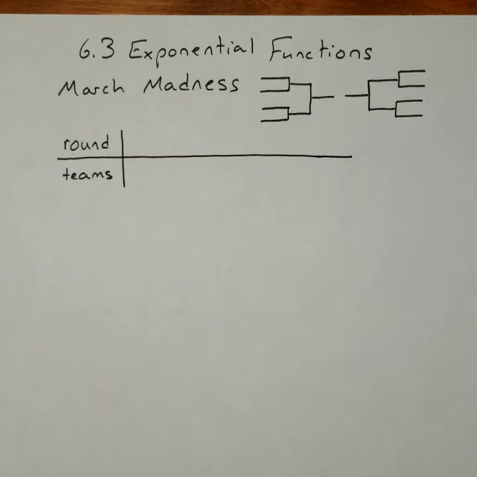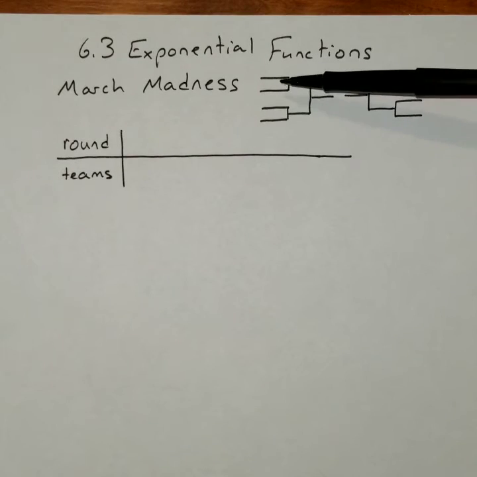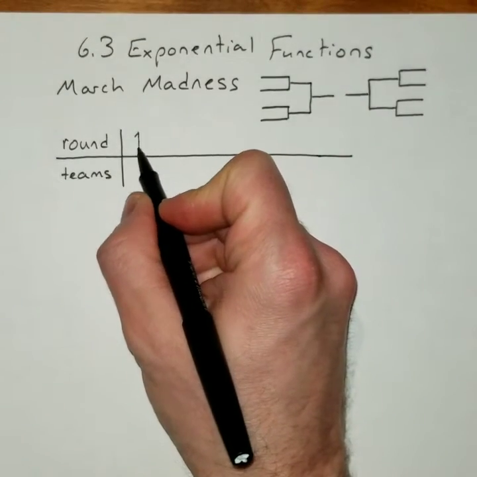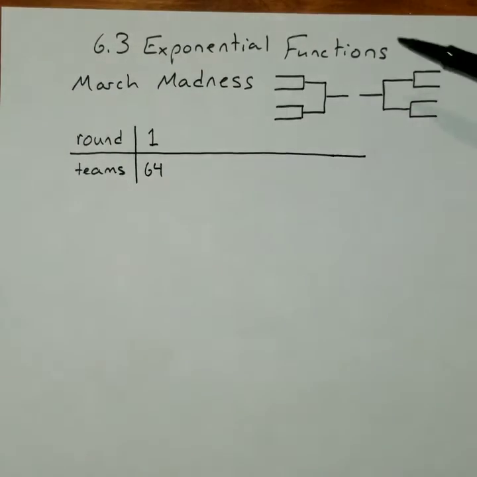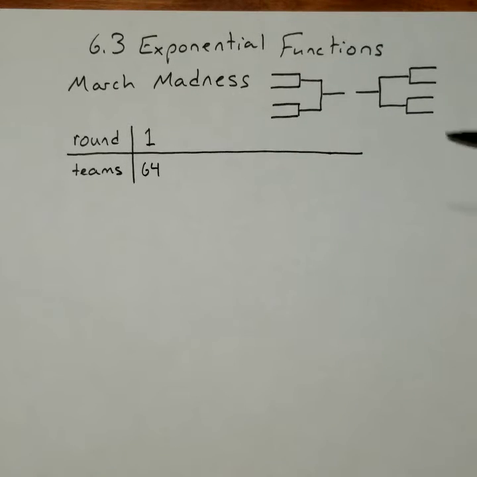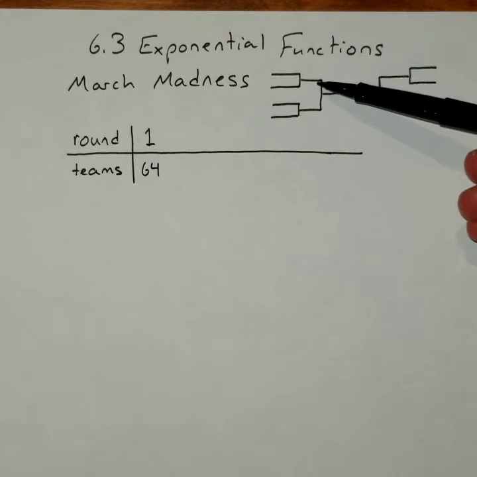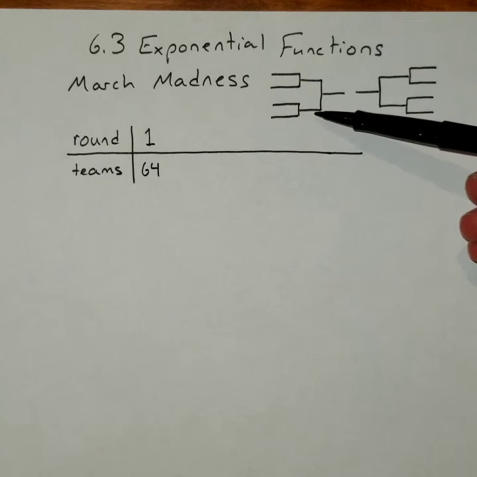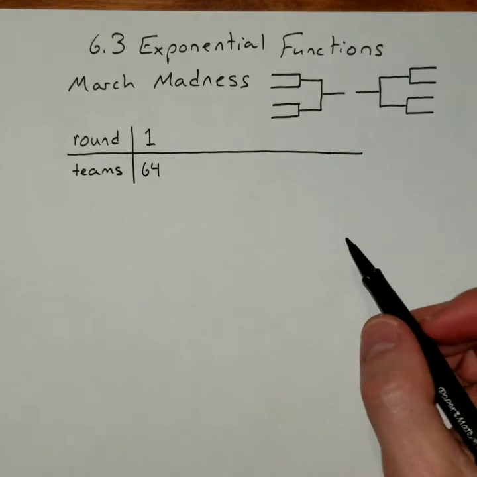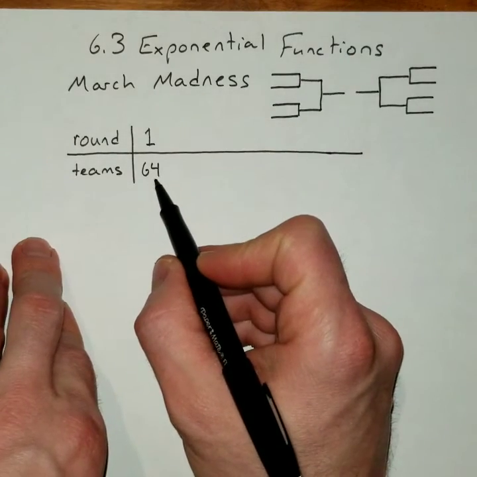And so what I want to look at is the number of teams in each round of the tournament. You have probably seen these brackets. Normally you would have 64 teams in round one. In a basketball game, two teams play each other and the winner moves on. So for every two teams, one moves on, and you're essentially cutting the number of teams in half. If you start with four teams, you'd have two that move on; no matter what it is, you cut it in half. So here we started with 64.